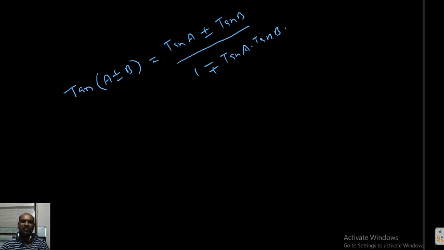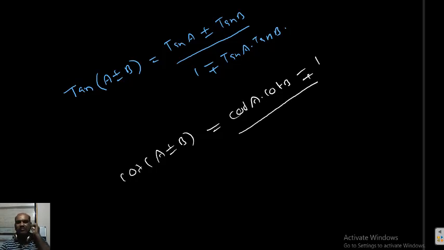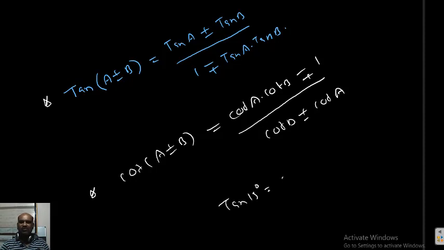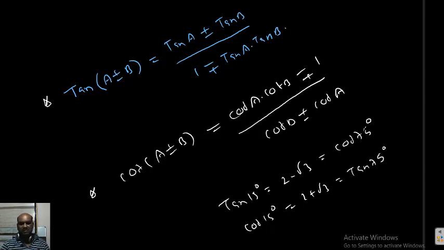Another formula, that is cot of a plus or minus b, remembered as cot a cot b minus or plus 1 by cot b plus or minus cot a. So these two I derived. After that we found the value of tan 15 degree, that is 2 minus root 3, and cot 15 degree, that is 2 plus root 3. Tan 15 is nothing but cot 75 degree, and cot 15 degree is nothing but tan 75 degree. So these are a few standard angles.